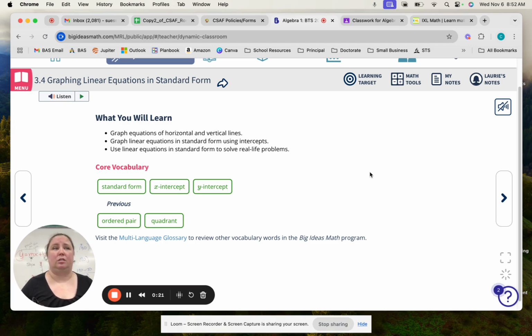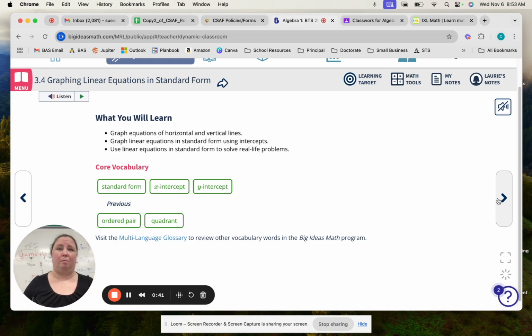Do you have any questions on those vocab words? Standard form is just a specific layout of y equals mx plus b, just rearranged. The x-intercept is where it crosses the x line. The y-intercept is where it crosses the y line on a graph. Yes? And then old vocab, these are good ones: ordered pair.